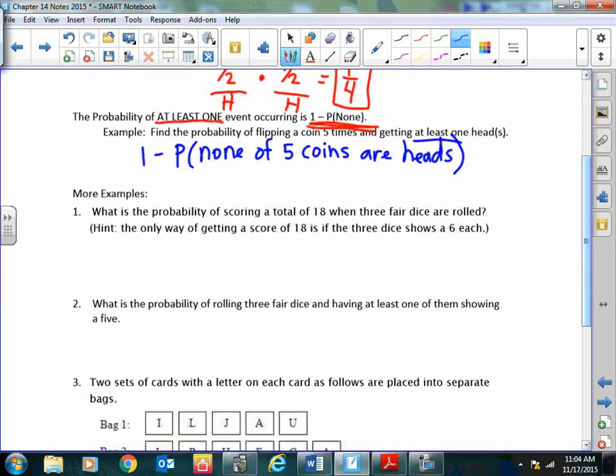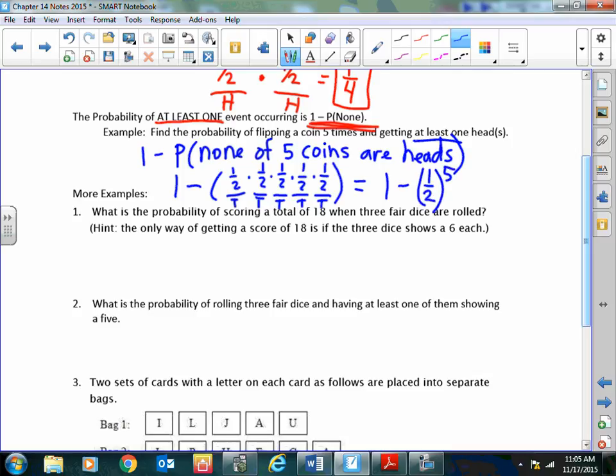So that's going to look like this. 1 minus, you don't have to draw this out but I'm drawing it out for you. All 5 of them being tails would mean a half times a half times a half times a half times a half. That's all 5 of them being tails. So you're essentially saying 1 minus 1/2 to the 5th power. Okay. All right. Did you follow that? 1 minus the probability of none of them being heads. At least one is 1 minus the probability of none.